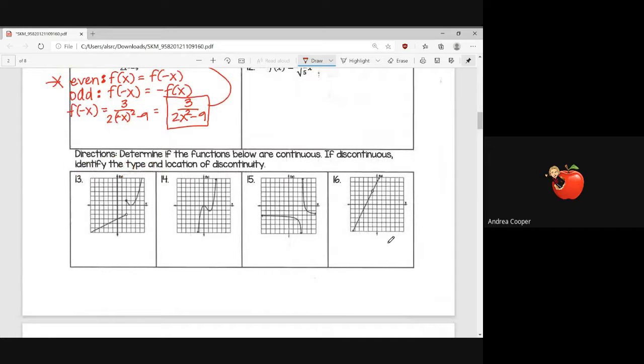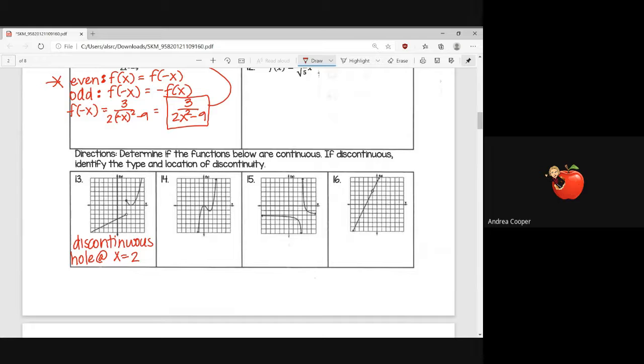Determine if the function below is continuous or not. What it means is if I have to pick up my pencil. If I'm running along this graph, I have to pick up my pencil, so this is discontinuous. And it has a hole at x equals 2. Number 14 is continuous. You don't ever pick it up anywhere.